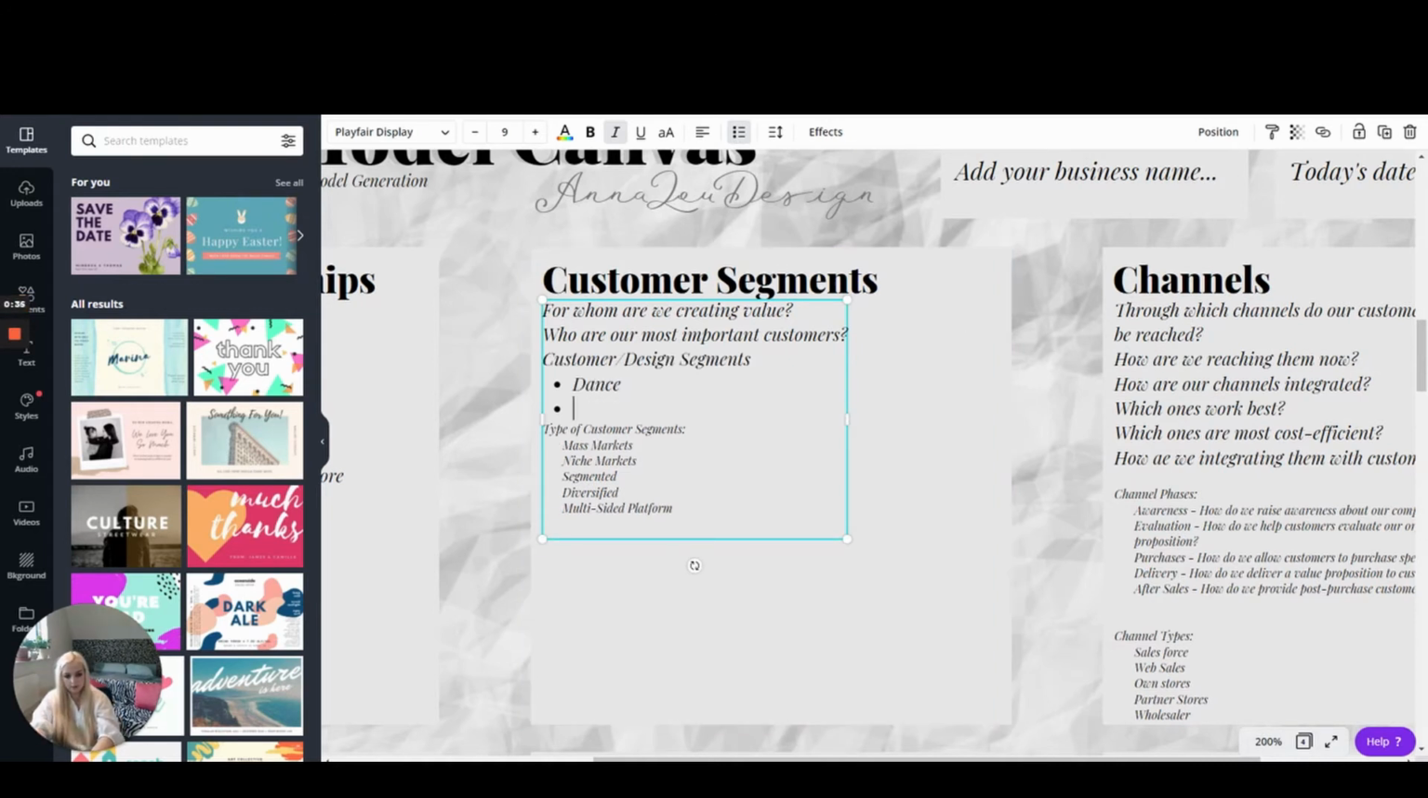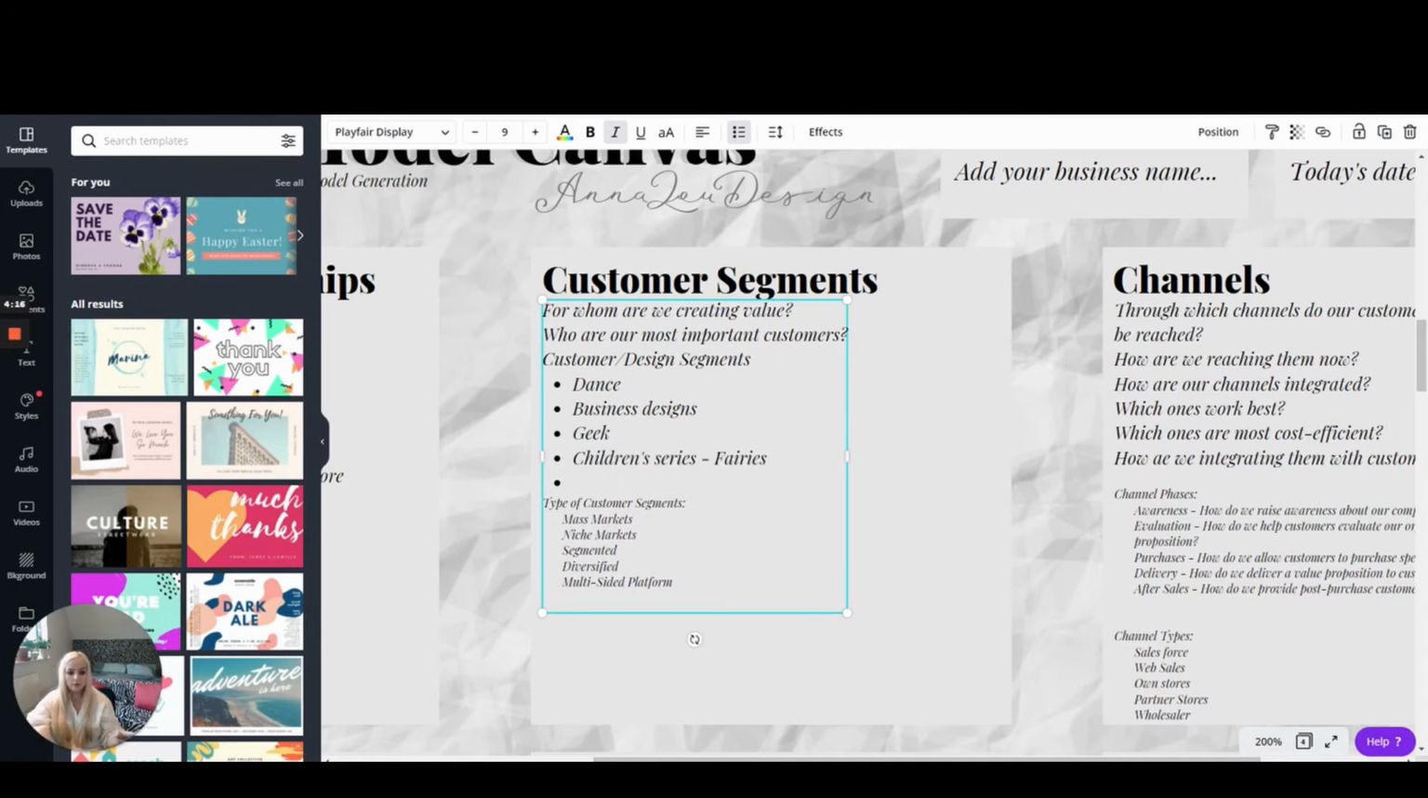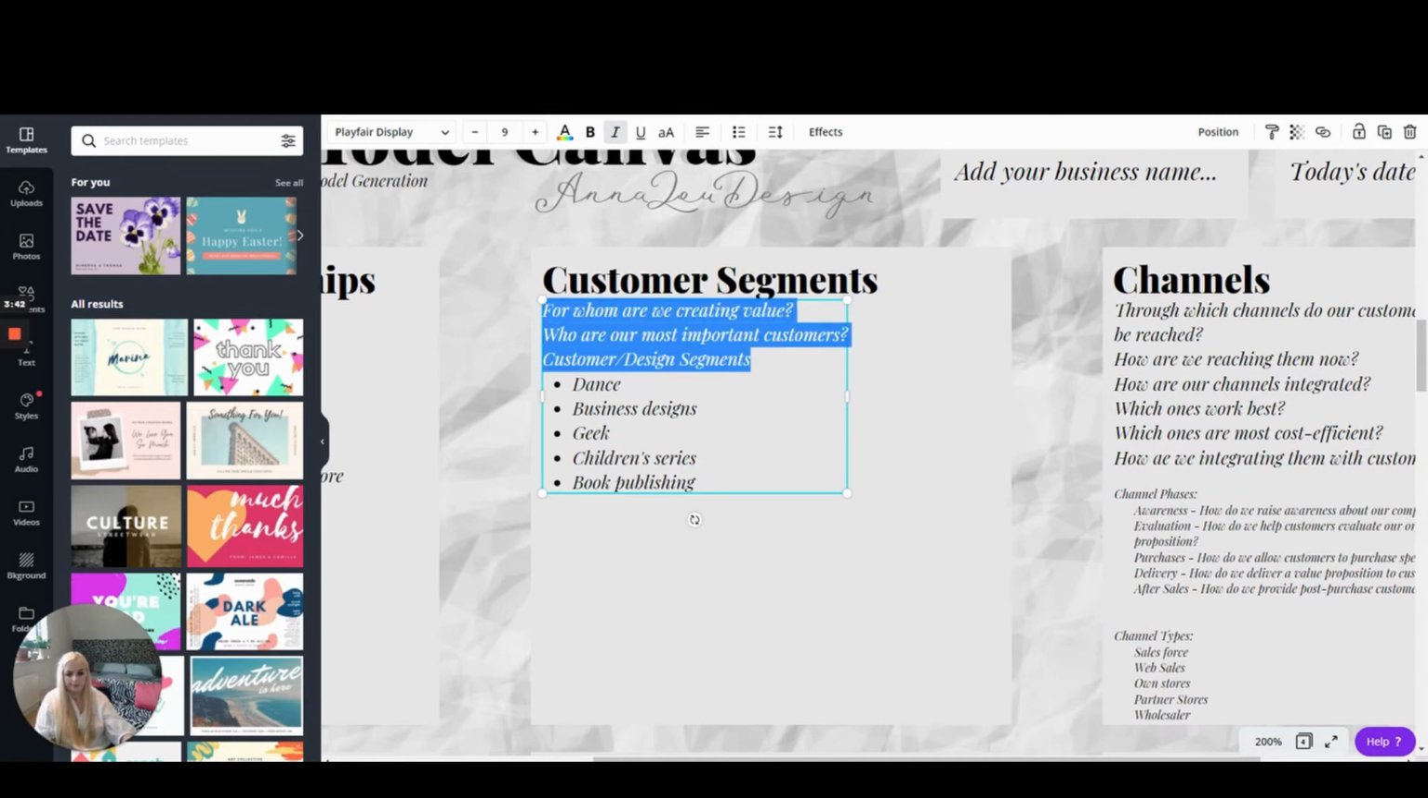Caitlin suggested that I do business-oriented products or designs, and that's a really great idea because I've actually got some expertise in that. Thanks to Phil, I'm going to do a geek segment. Then I also wanted to do a children's series. Also, I have an idea to do some book publishing. I don't have a specific most important customer. They're all just different, and I'm going to see what works best and then probably niche down after that.